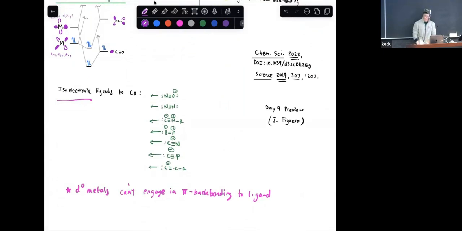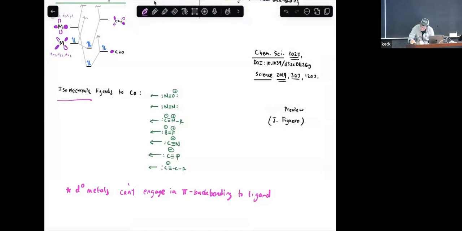And then there are several isoelectronic ligands. We've covered nitrosyls, ligands that are isoelectronic to CO and have similar utility. We talked about nitrosyl, also N2. Josh Figueroa, one of our guest speakers, is an expert in these types of isoelectronic series and has been one of the first to document the isostructural nature of BF actually as a ligand.